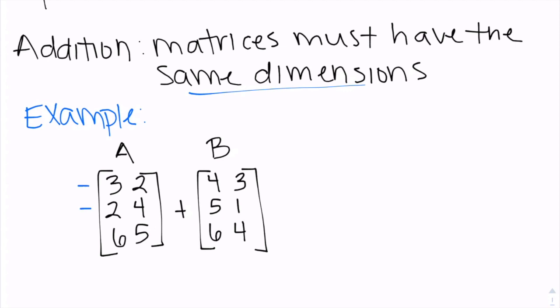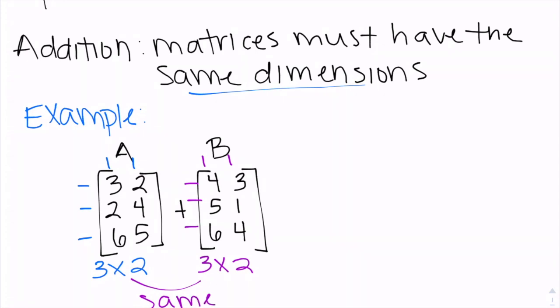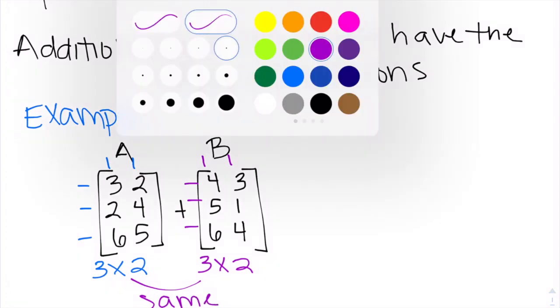Well, we have 1, 2, 3 rows and 1, 2 columns, so this is a 3 by 2 matrix. Then if we go over to matrix B here, we have 1, 2, 3 rows and 1, 2 columns, so it's also a 3 by 2 matrix. So these are the same, so we can add. So let's add.